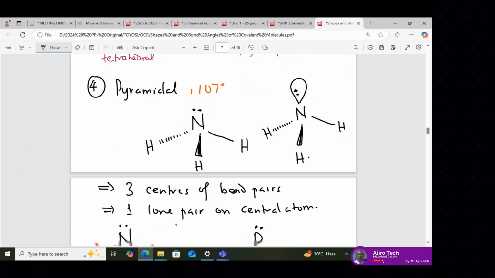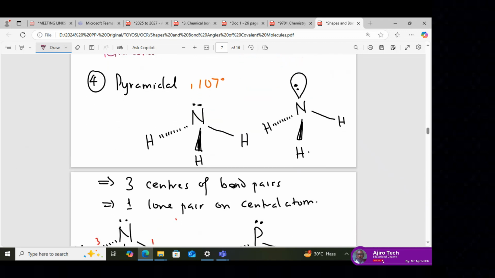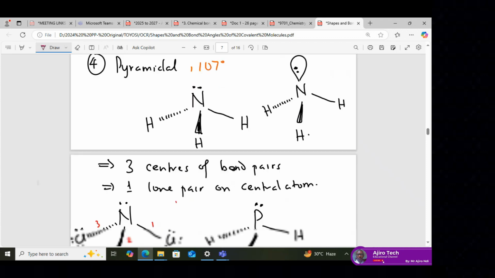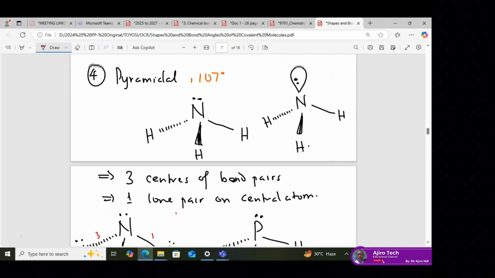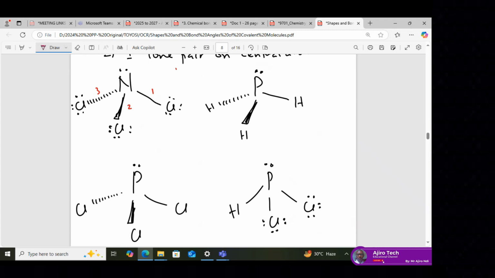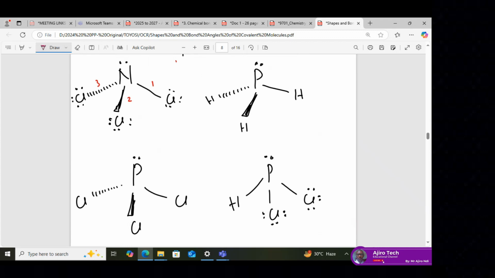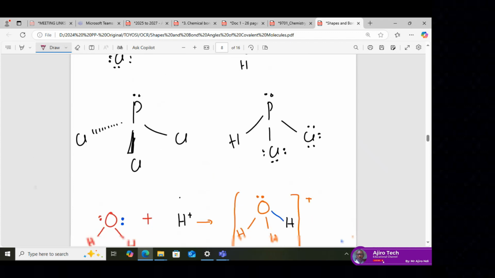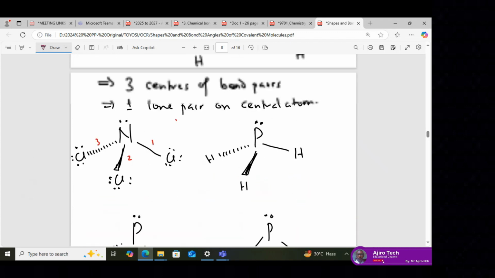Yes. Now there's pyramidal. An example of that is ammonia. In ammonia, we have 3 centers of bonding pair and 1 lone pair. So the bond angle will be what? 107 degrees. But now there is a lone pair on the central atom, am I right? Therefore, as you go down the group, there will be a decrease in bond angle. Do you agree? Yes. Good.